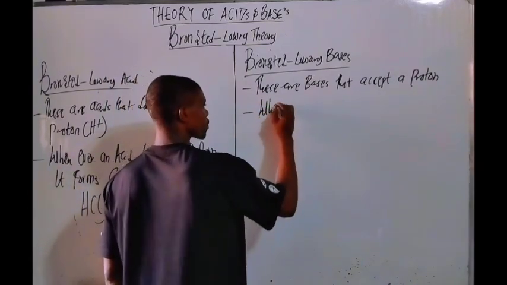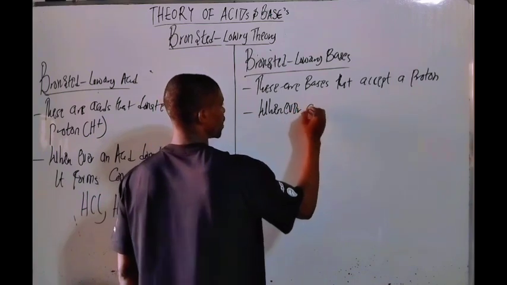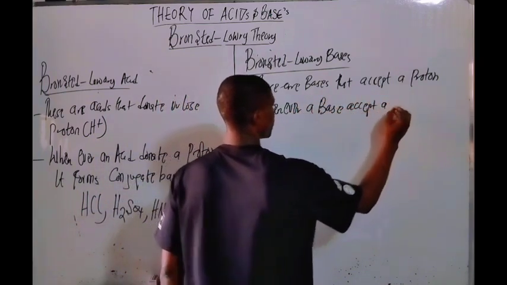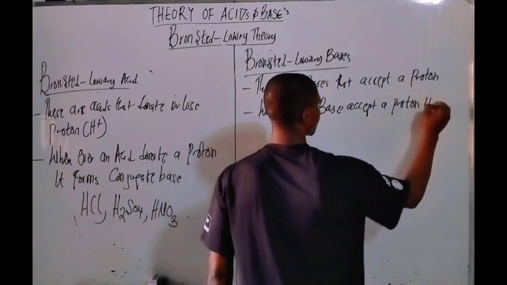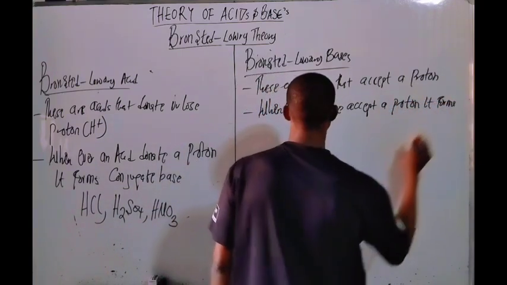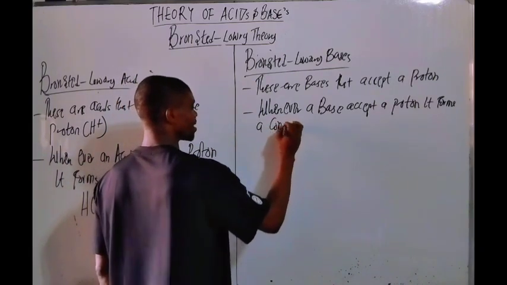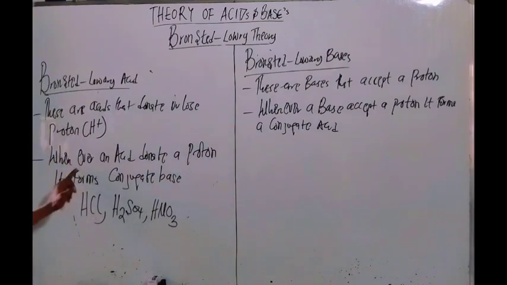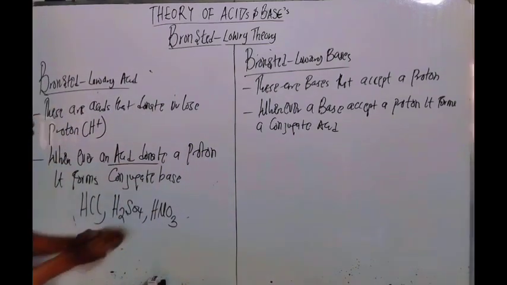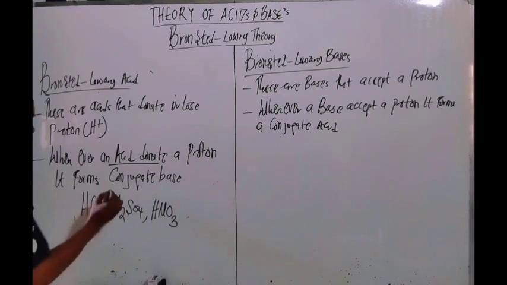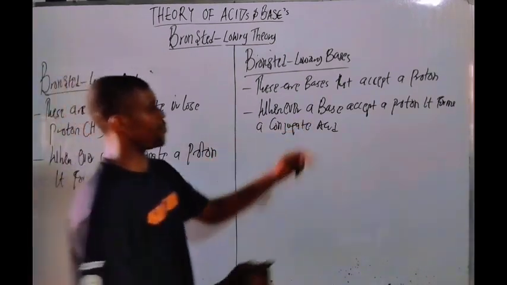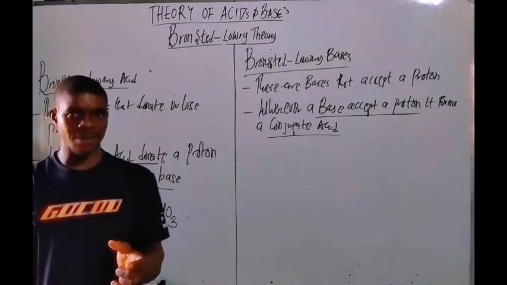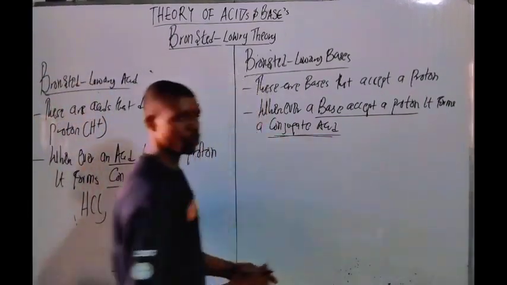Whenever a base accepts a proton, it forms a conjugate acid. Now look at these two things here. Whenever an acid donates a proton, it forms what? A conjugate base, right? Whenever a base accepts a proton, it forms what? A conjugate acid. Very important. And this acid will be a weak acid.